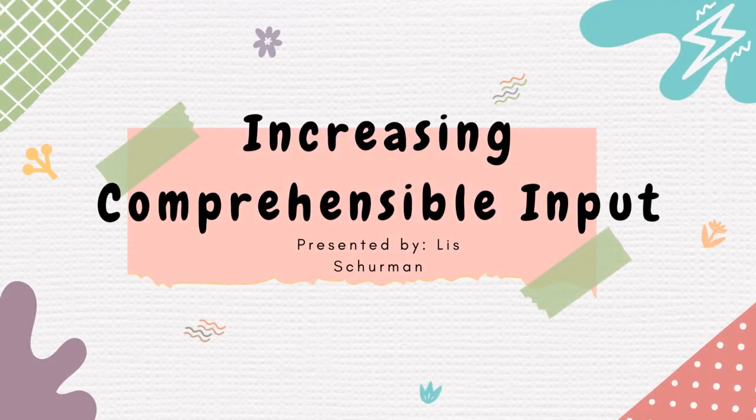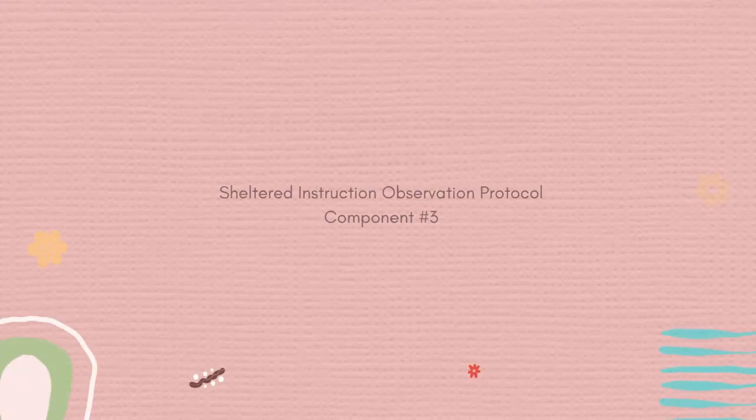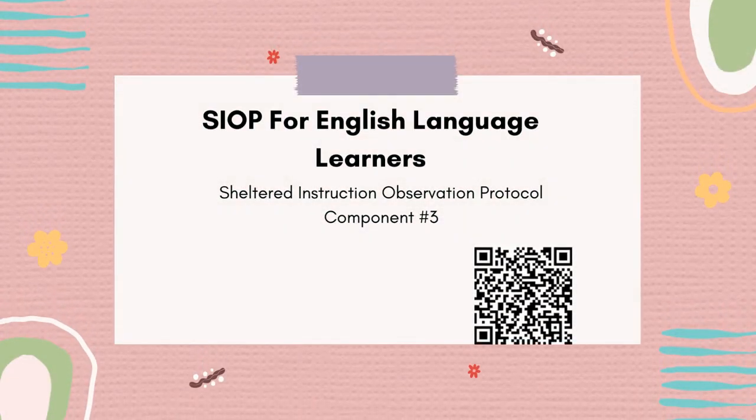Welcome to this edition of Lightning Fast PD, where we take a look at how to increase comprehensible input. Comprehensible input is one of the 8 components of the SIAP model for English language learners.